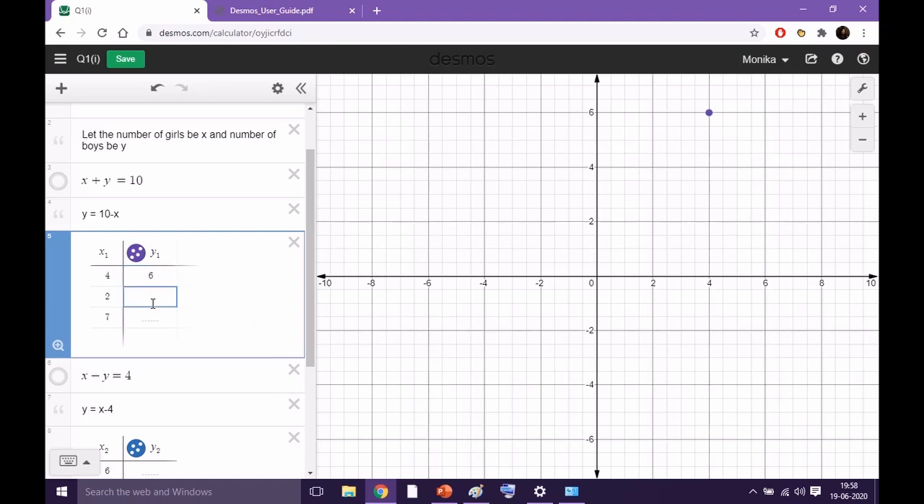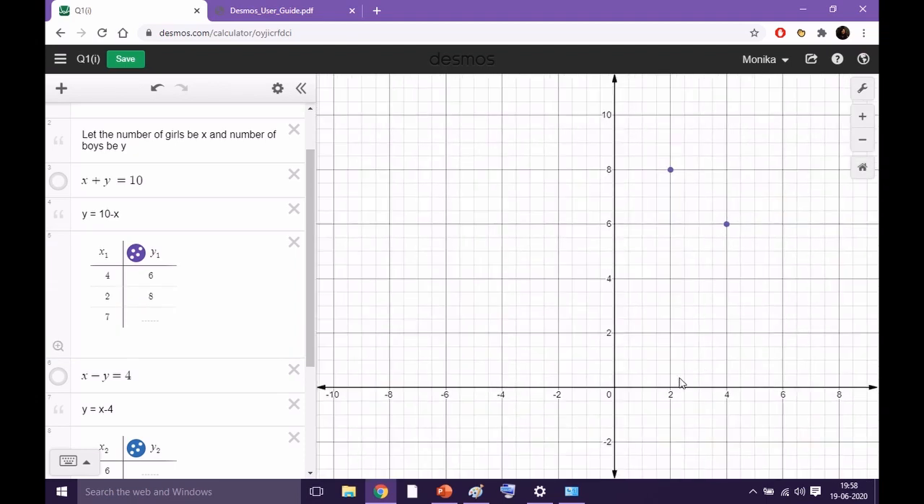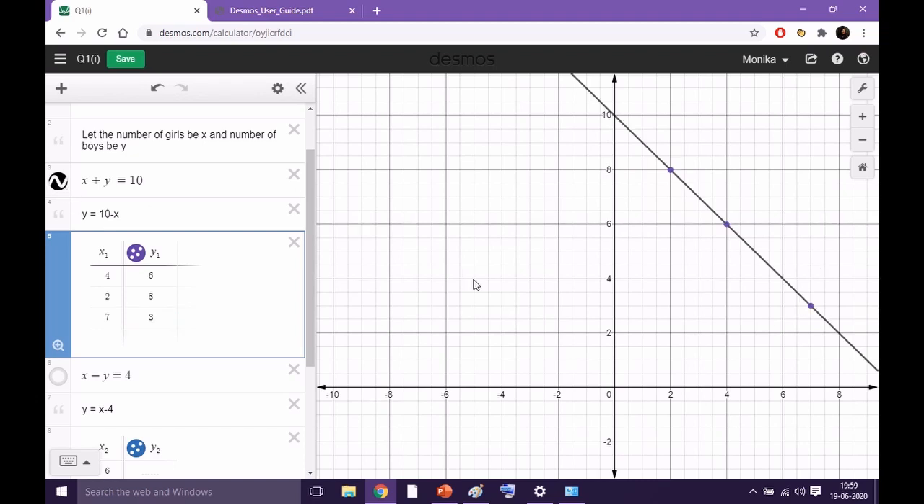When we put x as 2, y is 8. So I will take this point here, x is 2 and y is 8. When I take 7, then y will be 3. So the next point is (7, 3). Because these are the numbers of girls and boys, x and y, don't take negative values, because the number of boys and girls can't be negative. Now what type of line will I get? I will check it here, I will get this type of line.